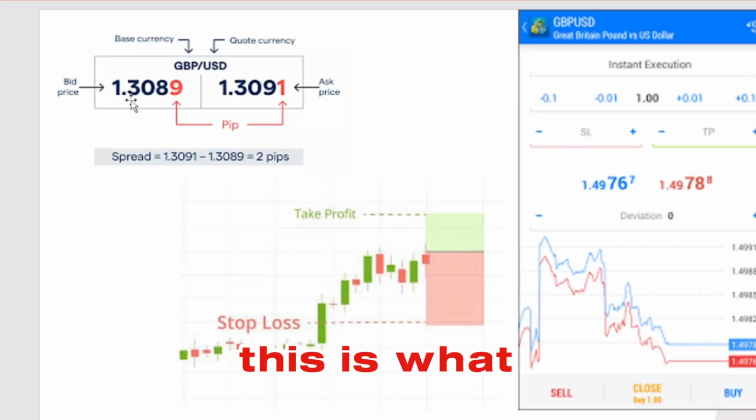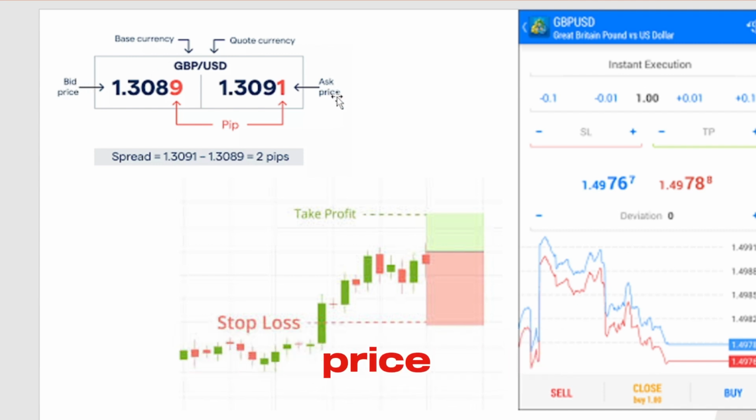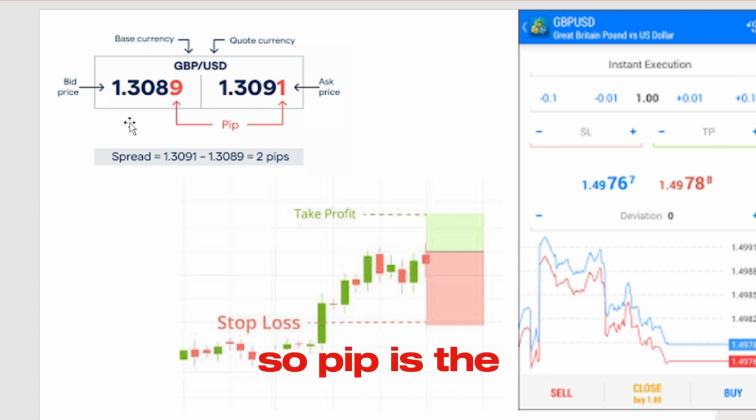Now this is what we call base currency and quote currency. The pound, GBP, is your base currency. The USD is your quote currency. Remember we talked about the bid price and the ask price, or the buy price and the sell price. So now, how do you understand what a PIP is? A PIP is the fourth digit after the decimal point.